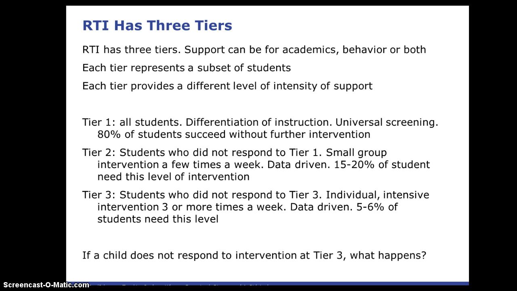So about 15 to 20% of kids are going to move on to tier 2. These are for the kids who did not respond in tier 1. We're going to be doing small group interventions a couple times a week, low intensive. But it'll be targeted to the areas that we identified in universal screening. And then in tier 3, these are the students who didn't respond to tier 2.